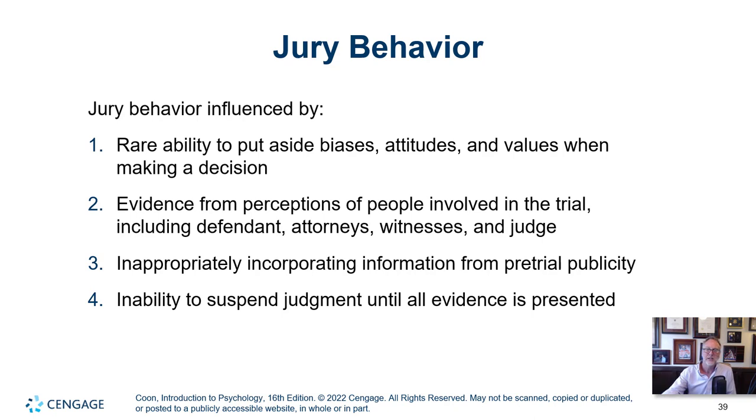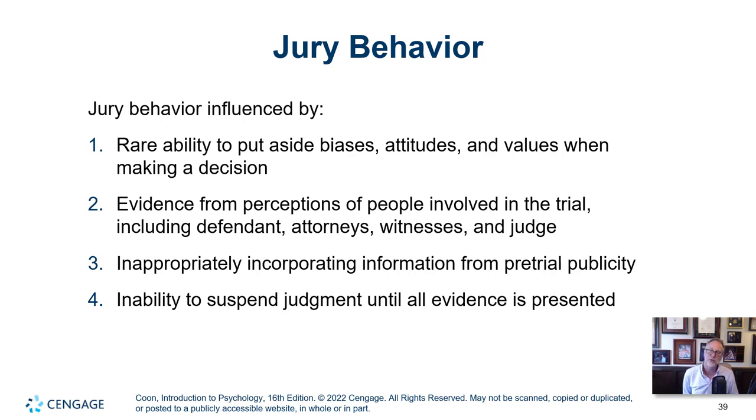A second problem is that jurors are not very good at separating evidence from their perceptions of the people involved in the trial. It comes back to a lot of their biases, including the defendant, the attorneys, witnesses, and even the judge. For example, if complex scientific evidence is presented, jurors tend to be swayed more by the expertise of the witness than by the evidence itself.